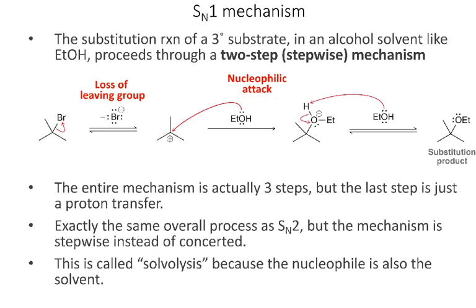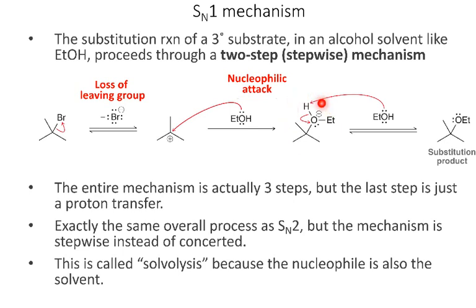So SN1 and E1 reactions occur most frequently with tertiary substrates. That's because when we have this carbocation intermediate, it's going to be most stable in the case of a tertiary substrate. So if we consider the SN1 mechanism first, we're given the mechanism here, right? And so what happens is, again, first we have the loss of the leaving group. So in this case, we lose the bromide ion. We have the carbocation intermediate, and then the nucleophilic attack occurs to give us this substitution.